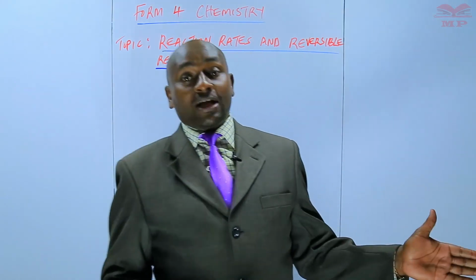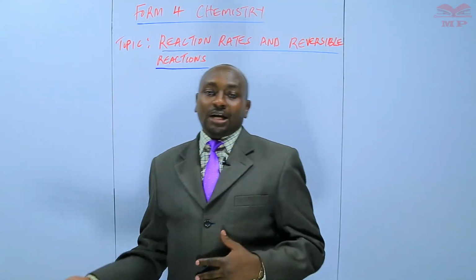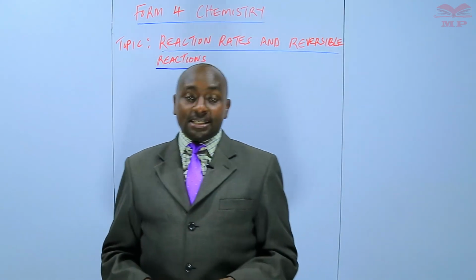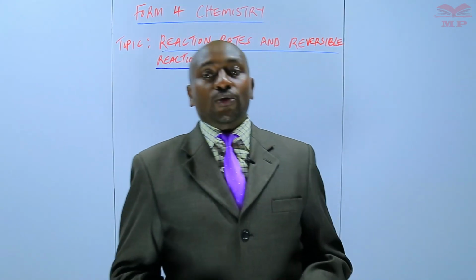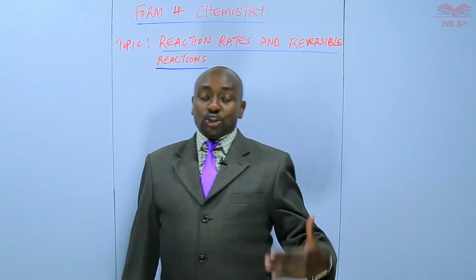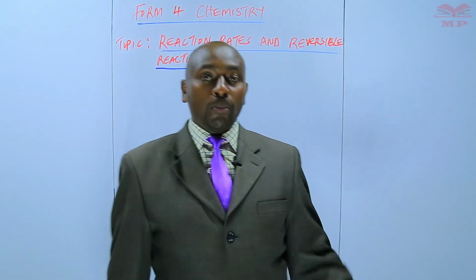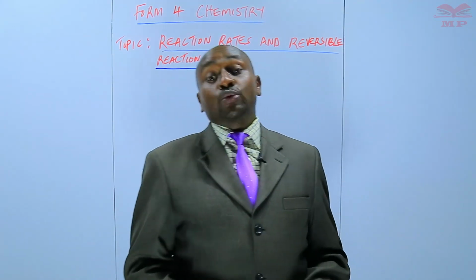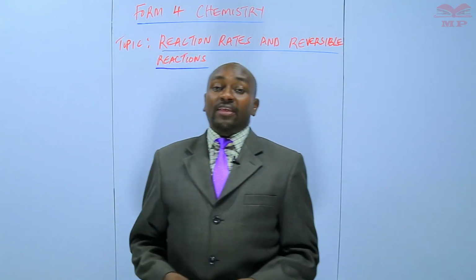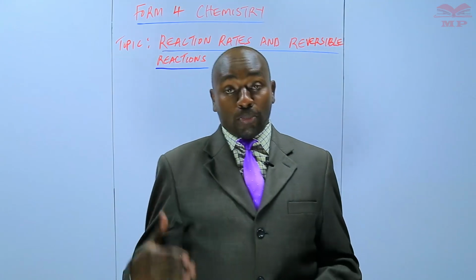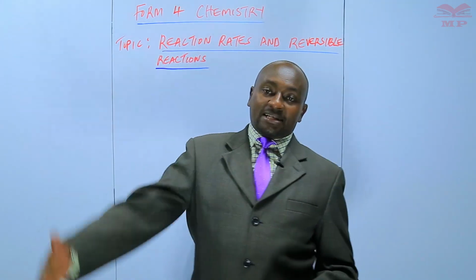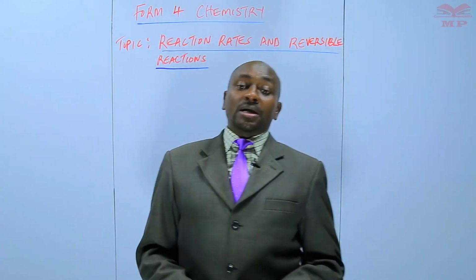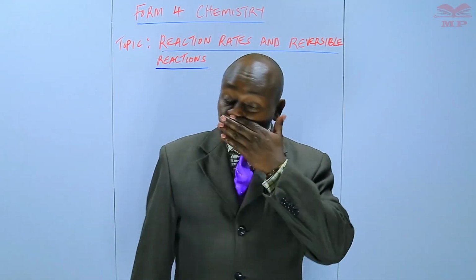in the presence of a catalyst and also in the absence of a catalyst, whereby we saw that in the presence of a catalyst, which was manganese 4 oxide, the rate of reaction was faster. So more oxygen was obtained within a shorter time. But where there was no catalyst, the hydrogen peroxide still decomposed, but at a slower rate, and therefore there was less oxygen being produced per a given time.